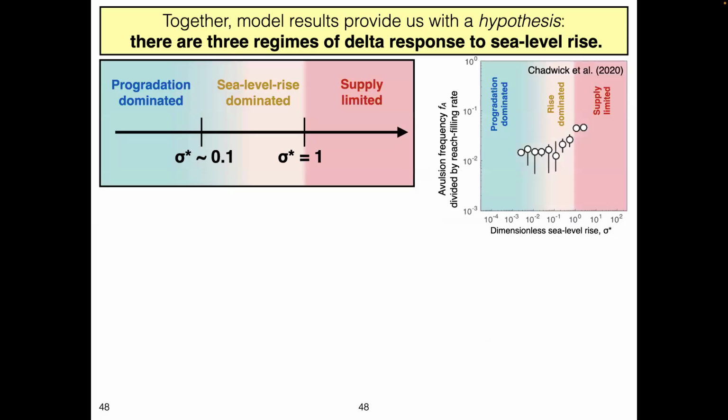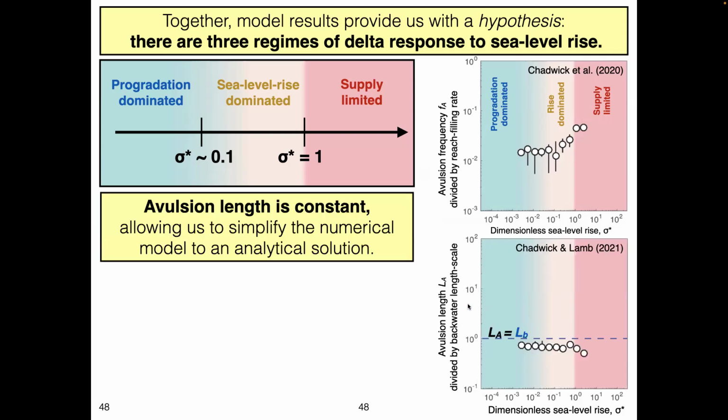So together, this is painting this hypothesis, which is that there are these three regimes of delta response to sea level rise. This progradation dominated regime, the sea level rise in yellow, and then the supply limited regime in red, with the crucial thing being that in the yellow, increasing rise rate causes increasing avulsion frequency. Notably, if we look at all these regimes, the avulsion length is more or less the same. So the shoreline itself might move, but the distance between the shoreline and the avulsion node is going to stay relatively fixed. And you can see that from this graph here on the bottom.